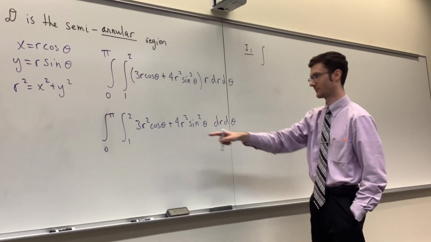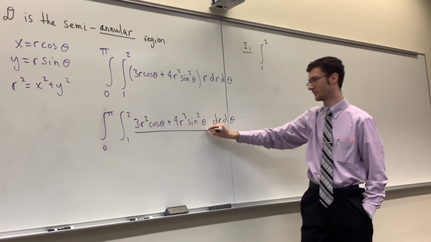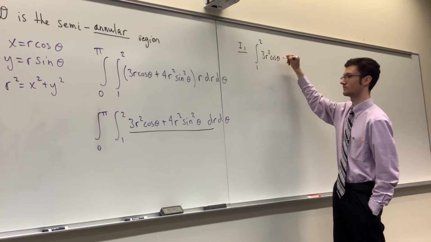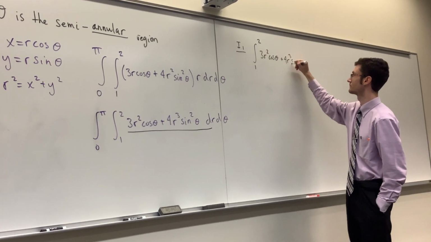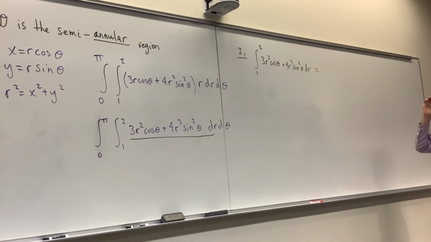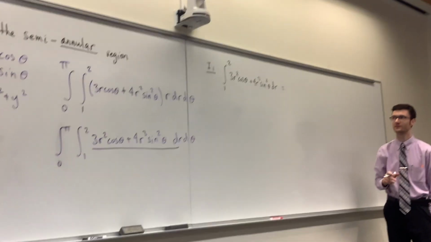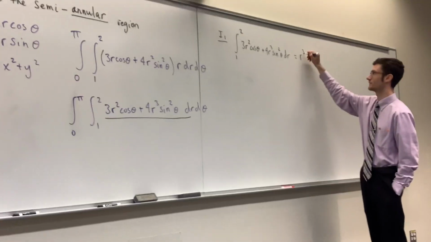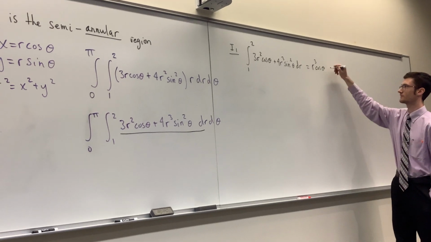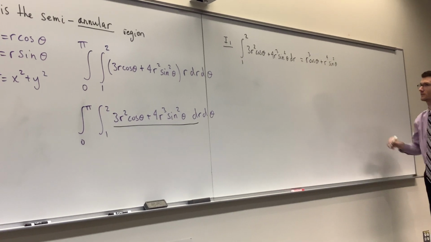Okay, so I1 here, we're going to go from 1 to 2. And we're just integrating this one with respect to r. Okay, let's go for it. This one with respect to r, what do we get? r cubed cosine theta. Yeah, r cubed cosine theta. And the other one? r fourth sine squared. Yep, r to the 4th sine squared theta. Okay, and we're going from 1 to 2.